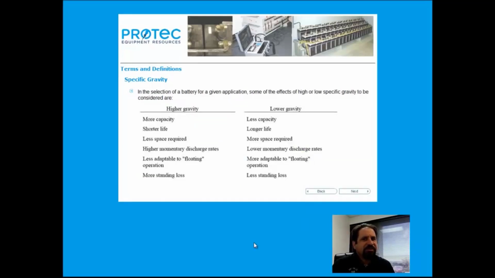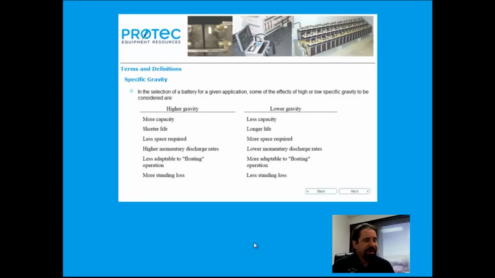In the selection of a battery for a given application, some of the effects of high or low specific gravities to be considered are: with high gravity, you tend to get more capacity, but at the cost of a shorter life. Less space is required with cells of higher specific gravity. Higher momentary discharge rates. These are also less applicable to float operations and have more standing losses.